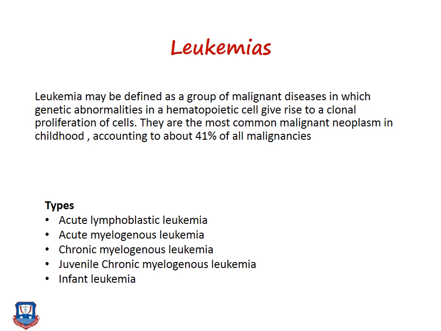They are the most common malignant neoplasms in childhood, accounting for about 41% of the malignancies. The ALL type, that is the acute lymphoblastic type, is the most common malignant neoplasm seen in children, accounting for about 41% of all malignancies. We have different types of leukemias: acute lymphoblastic leukemia, acute myelogenous leukemia, chronic myelogenous leukemia, juvenile chronic myelogenous leukemia, and infant leukemia.